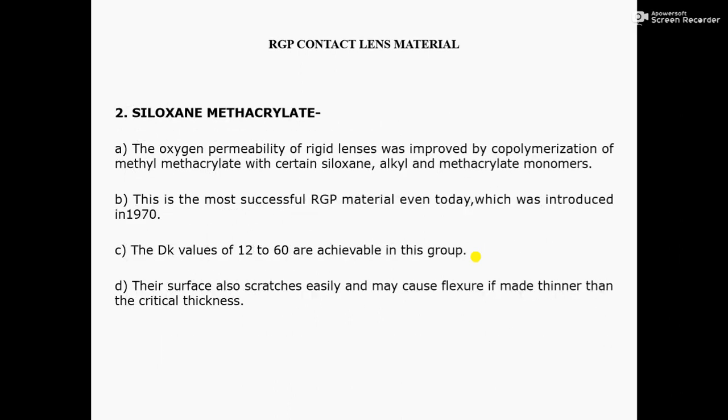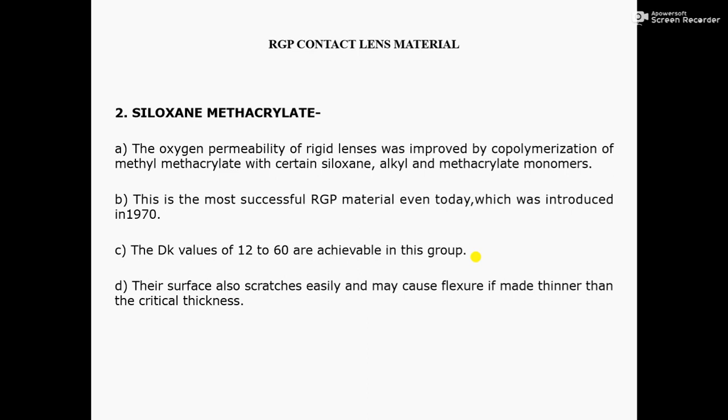Next, number two, siloxane methacrylate. Here, the oxygen permeability of rigid lenses was improved by copolymerization of methyl methacrylate with certain siloxane alkyl methacrylate monomers. This is the most successful RGP material even today, which was introduced in the 1970s. Dk values of 12 to 60 are accessible in this group.